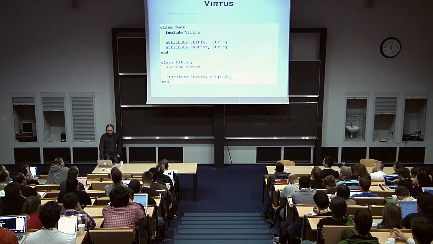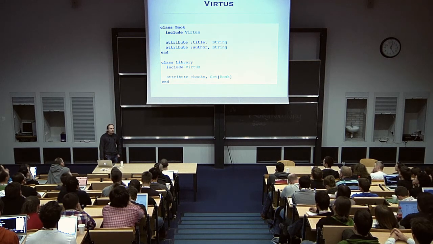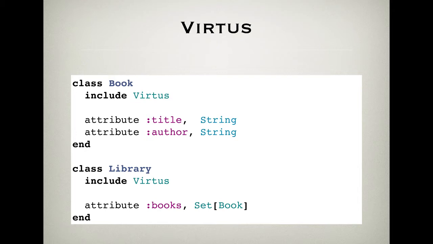And now a really cool thing about Virtus is support for embedded collections and embedded values. So if we wanted to design, for example, a library system, we can define a book class with 2 attributes, and then a library class which has an attribute books, which is a set of books.